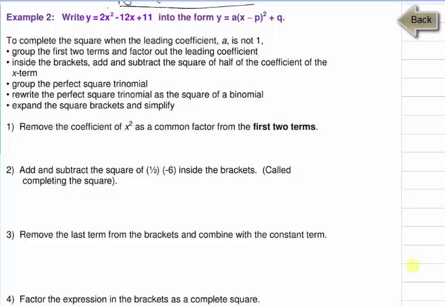In example 2, we're going to do the same thing. We're going to convert a quadratic, which is in standard form, into vertex form. The only difference now is that our coefficient on A is not 1. So we're going to complete the square when the leading coefficient A is not 1. First step, group the first two terms and factor out the leading coefficient. Second step, inside the brackets, add and subtract the square of half of the coefficient of the x term. In other words, complete the square.